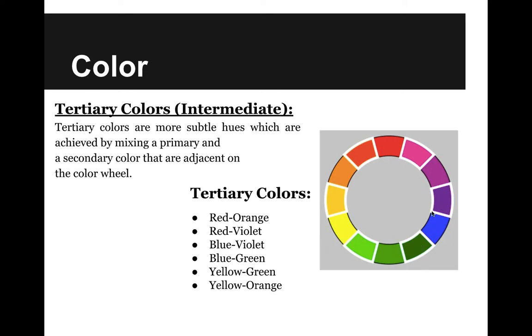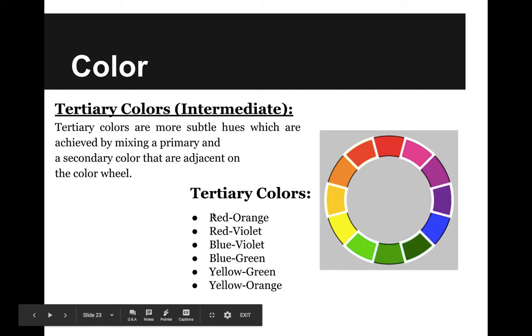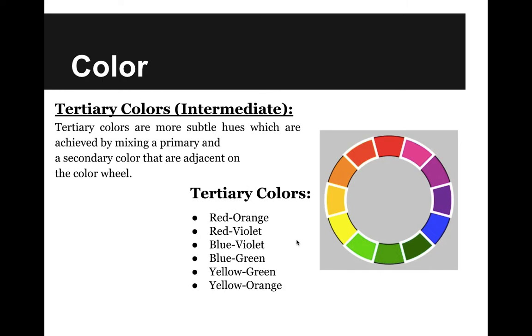Blue-green is between blue and green. Blue-violet is between blue and violet. And there's your pattern. The primary color comes first, and the secondary color comes second. That should help you remember how to list them. And just a hint on your test, you will have to come up with a color wheel in the correct order. So you will want to know your colors.